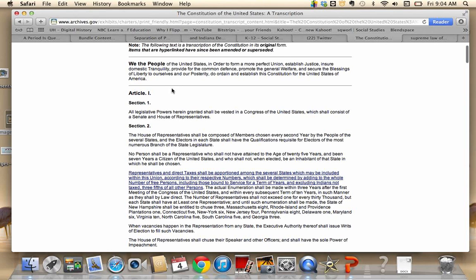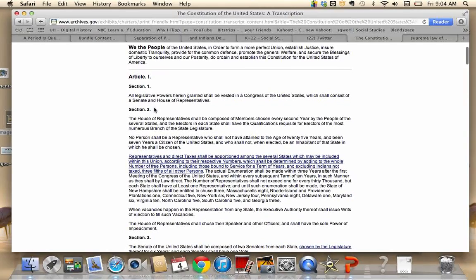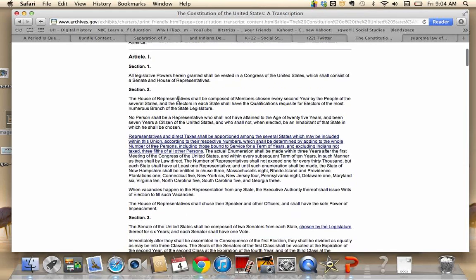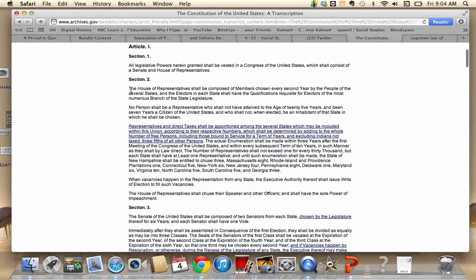And then you'll notice Article 1, this is the legislative branch, and then it's broken down into different sections. Article 1, Section 1 gives all legislative powers to Congress. That means they're the ones that can make the laws, and it will consist of a Senate and a House of Representatives. And then Section 2, each one of these different paragraphs or breakdowns, these are clauses. So this would be Article 1, Section 2, this would be Clause 3.